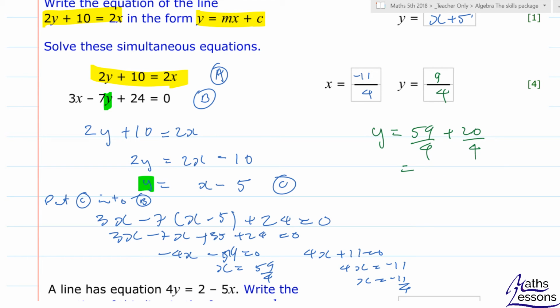This is the fun of live streaming. Mistakes come out all over the place. And I wonder if my students have spotted any more mistakes. I'm not totally convinced by those answers, but I can't see any other mistakes. So 59 over 4, 79 over 4 is what I get.